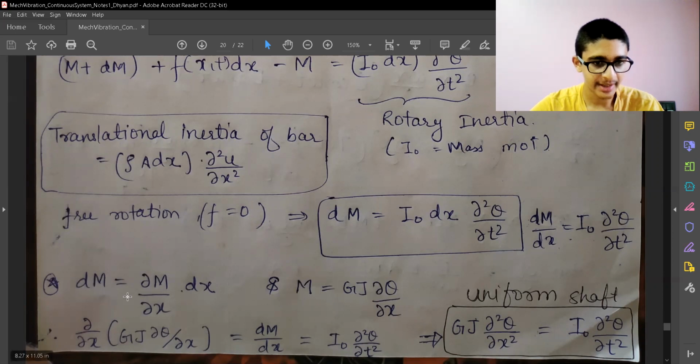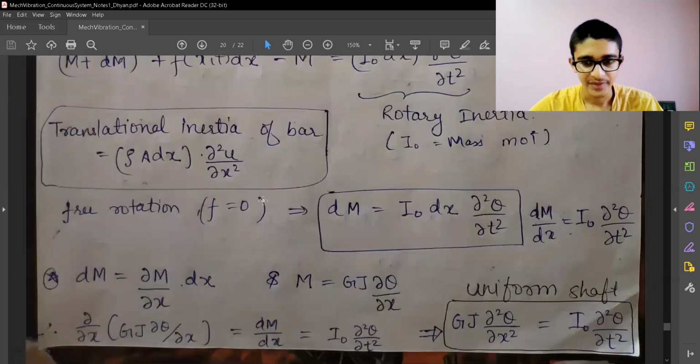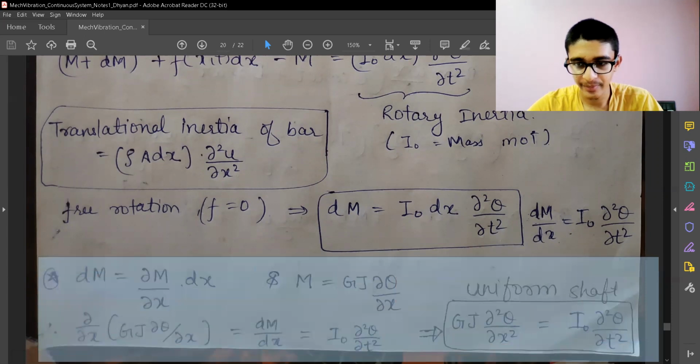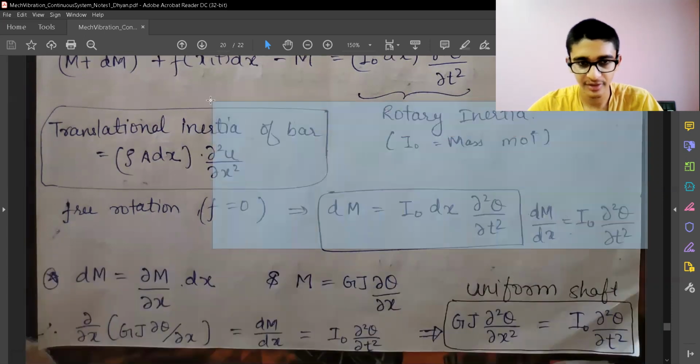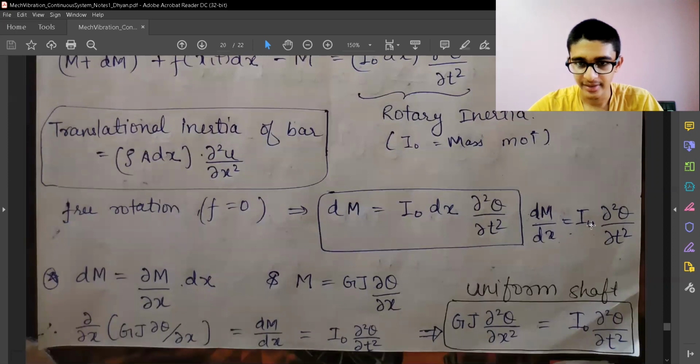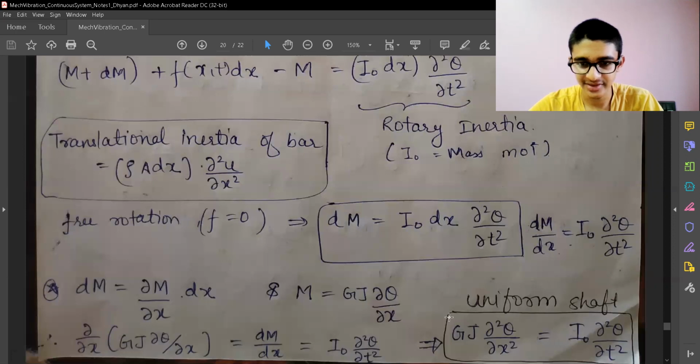So I'm going to substitute this M value over here, and I've got this. For a uniform shaft, the G and J values remain constant, so I can take them out, and I got the original equation. This is the original equation which we derived from the force balance, and this is the same equation we are getting using just the other theories which we have known earlier. So this is a completely different approach, and the two equations are exactly the same. So this is the final equation.